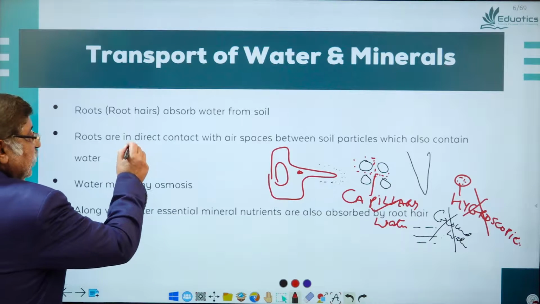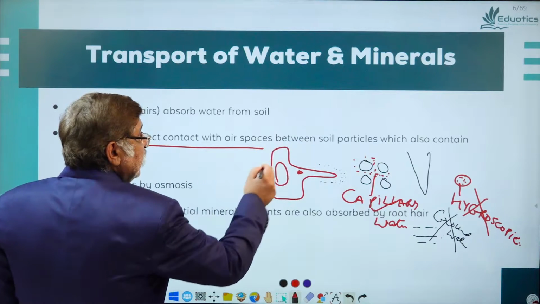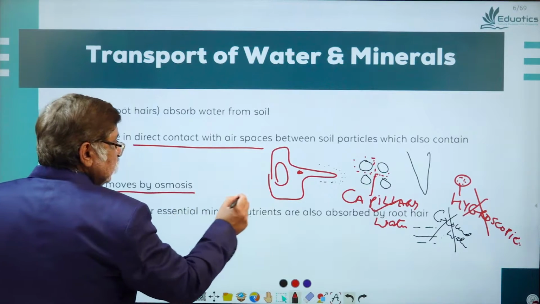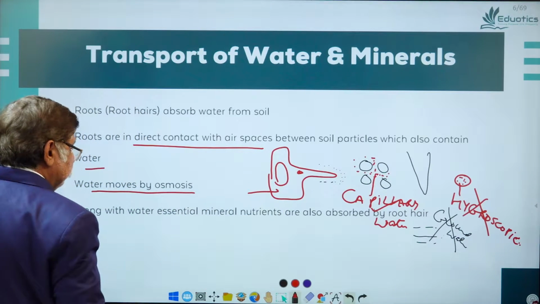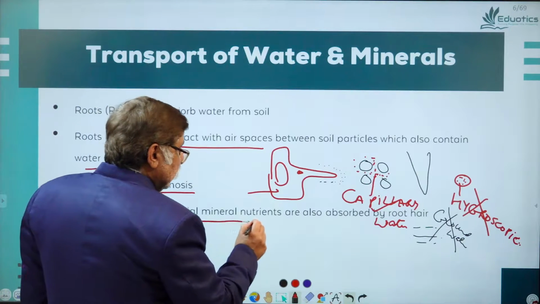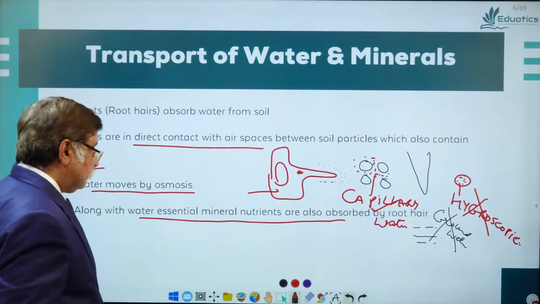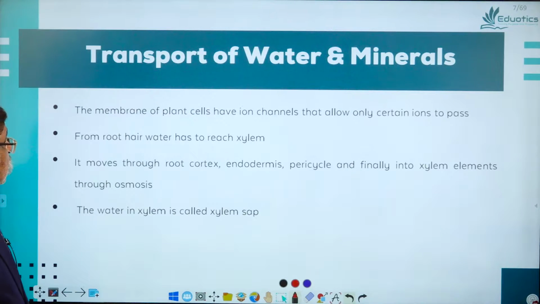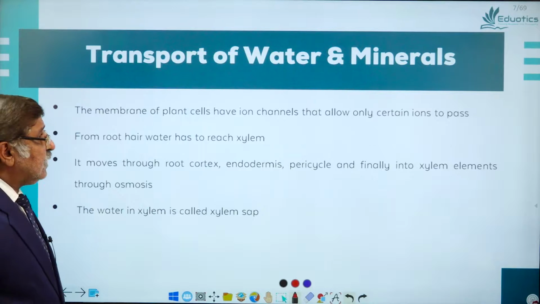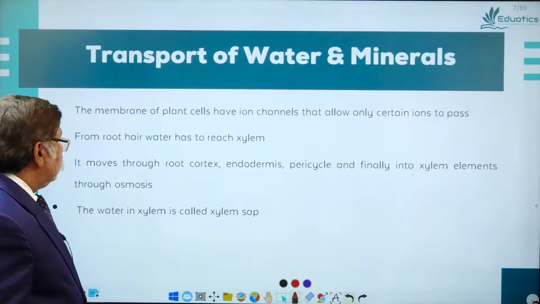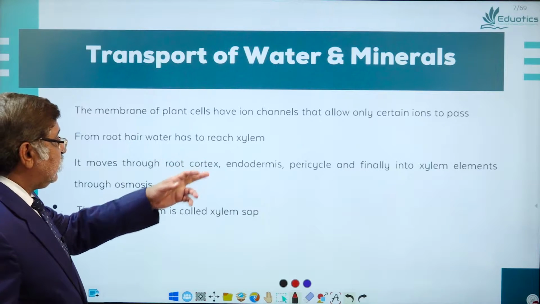So roots are in direct contact with air spaces between soil particles and also with the water. Water moves by osmosis into the root hair cells, and the minerals, which are dissolved in water, are absorbed by the root hair. The membrane of plant cell has ion channels and allows certain ions to pass through them. From root hair, water has to reach the xylem.